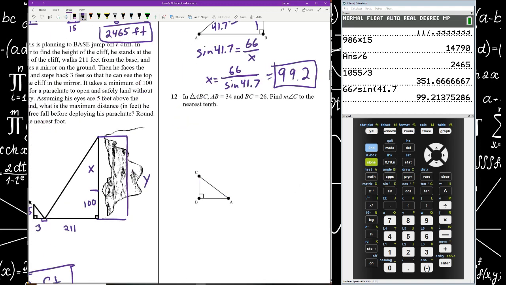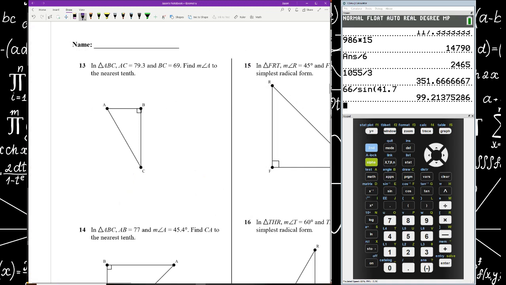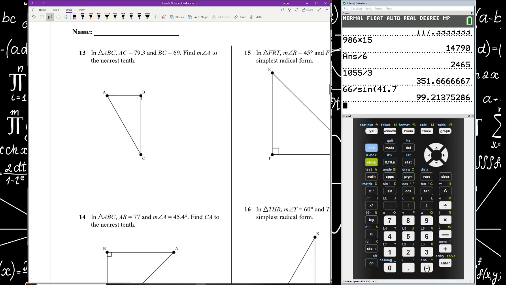Okay, we're going to skip now to number 13. So number 13, we're told AC is 79.3. BC is 69. Alright, we want angle A. So looking at this, first things first, I notice 79.3 is our hypotenuse. 69 is across from the angle, so it's the opposite. So we go back to the SOHCAHTOA, and it is again sine. Okay, so we're going to use sine again. This is now sine x, because it's sine your angle, which is x, equals 69 over 79.3.